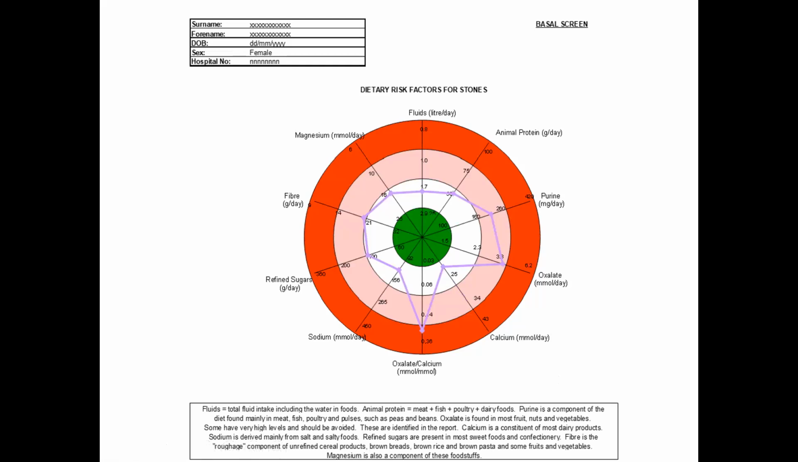And this one is the diagram after analysis of diet. Here also the purple line indicates the patient, the green is the normal, and the red is the high risk area. So here you can see the patient is taking high oxalate and low calcium, and the oxalate to calcium ratio is high, in the red area. So usually for this type of patient, we ask them to either cut down oxalate or increase calcium intake, because calcium binds with oxalate and reduces oxalate absorption in the gut.